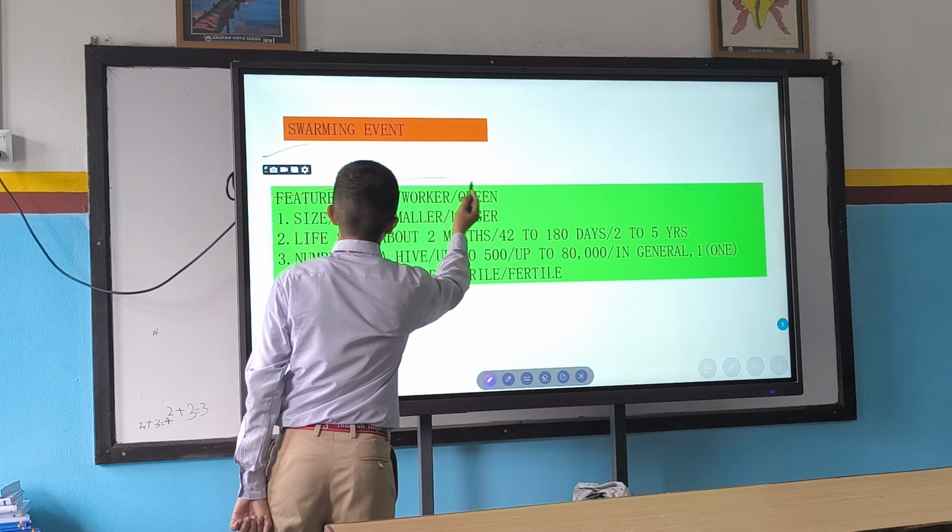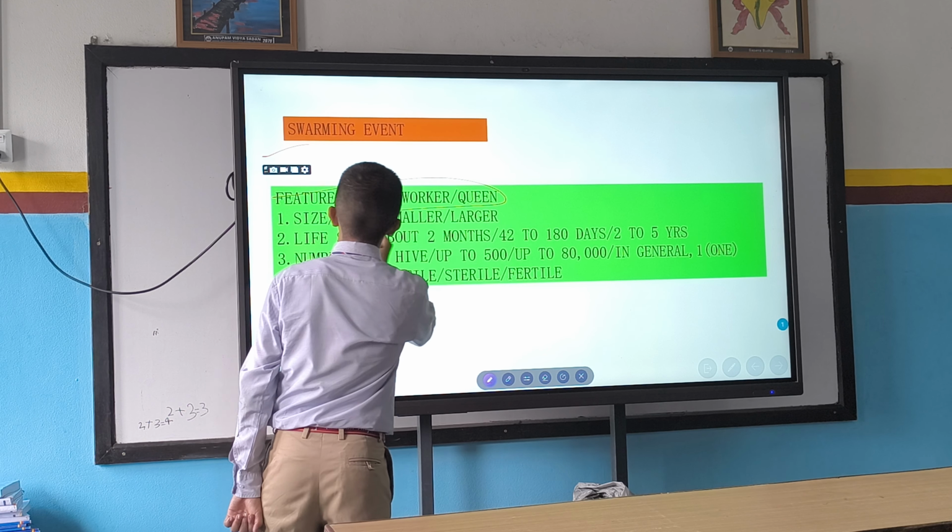Features of drone, worker, and queen bee. Size: drone bees are smaller than the queen bee but larger than worker bees. Worker bees are the smallest in size. The queen bee is the largest bee in the society.